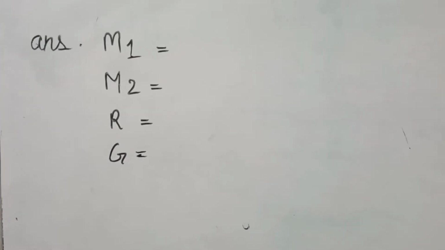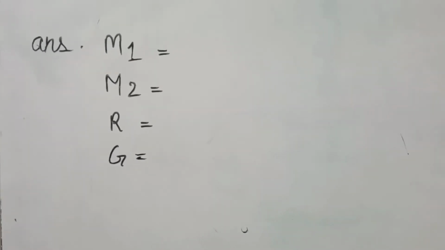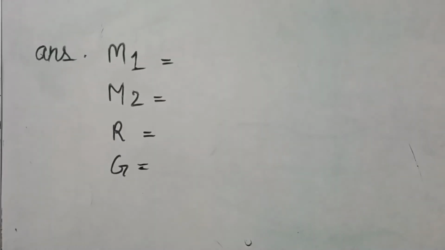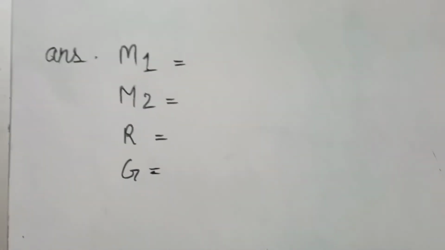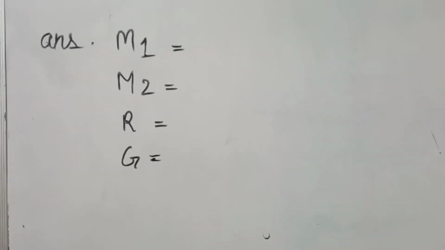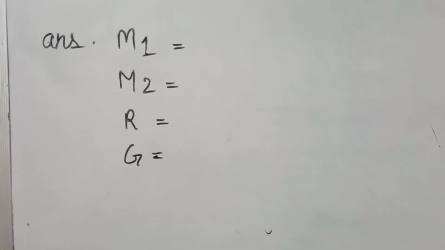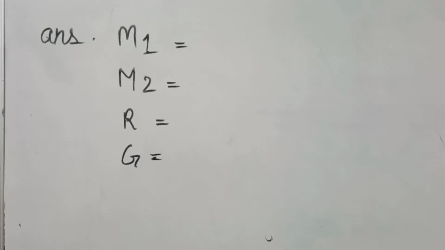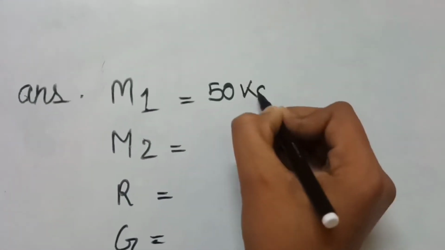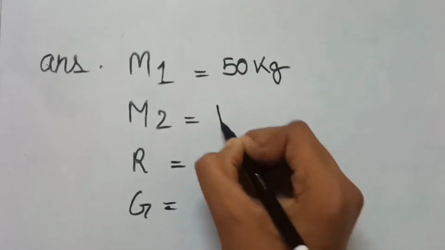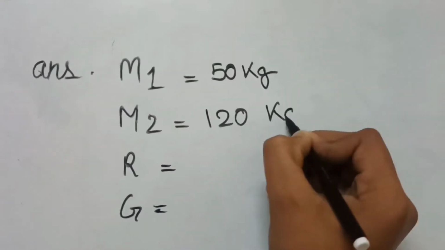So first of all, to calculate the force of gravitation between two objects, we should know these values which you can see on this screen right now. So in the question we know that there are two bodies, one of mass 50 kg and another of mass 120 kg. So M1 will be 50 kgs while M2 will be 120 kgs.